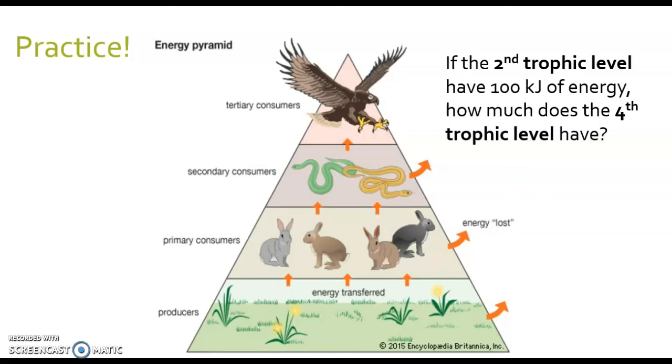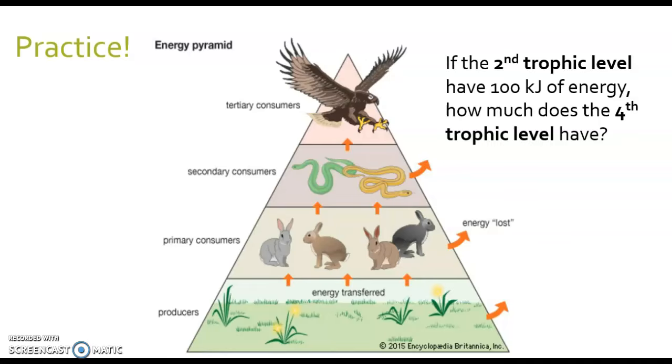So looking at my second trophic level, that is where my primary consumers are. This question is telling me that the primary consumers have 100 kilojoules of energy. And I'm trying to figure out how much energy the fourth trophic level has, which are the tertiary consumers. That means I need to move 2 levels up. So I need to move my decimal point 2 times to the left. I put my decimal point at the end of the number 100 and move it over 1 to the left. That's going to give me 10 kilojoules of energy.